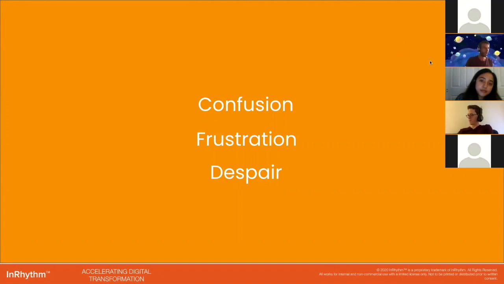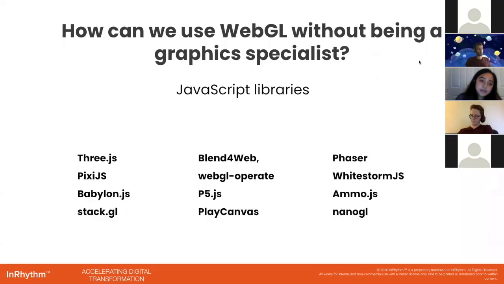Fortunately, there are a bunch of awesome JavaScript libraries and other tools that allow anyone to work with WebGL. I've listed a few of them here. Pixi, Phaser, p5, and Three.js are ones that I have heard of or worked with before. Specifically, I'm going to talk a little bit about Three.js. I think it's probably the most popular one for 3D rendering. I know someone was talking about that just a few minutes ago in the chat.